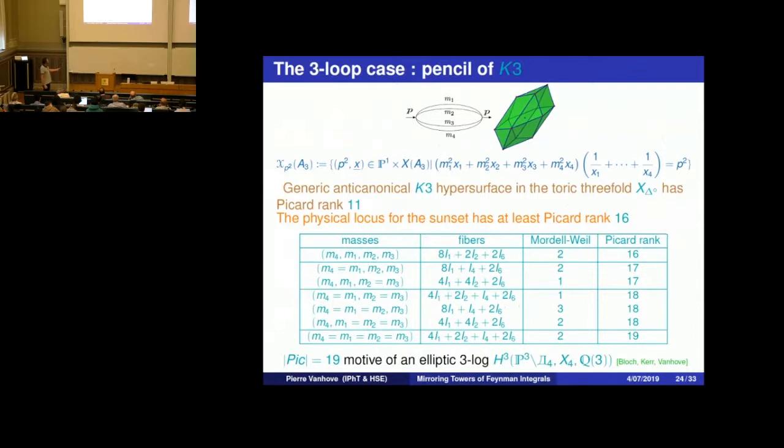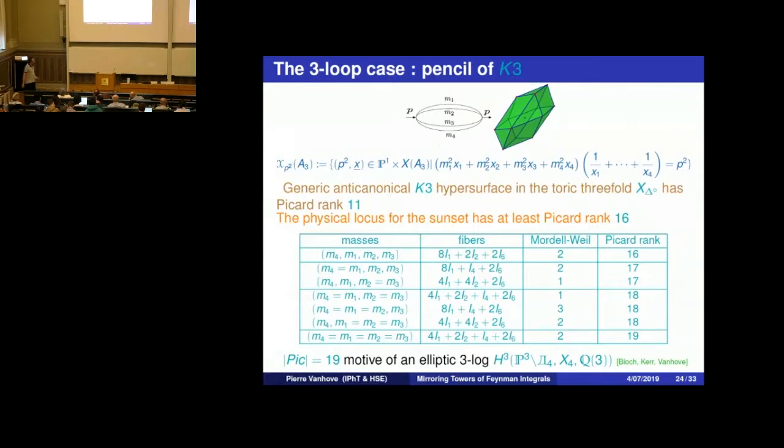And so the case with Picard rank 19 was already considered in a previous work with Spencer and Matt, where we showed that this is a motive of an elliptic trilogarithm, which is given by this. So this is the complete normal crossing divisor. And so we are happy. And it turned out that we could express the Feynman integral completely using the elliptic trilogarithm. But clearly in these cases, this is no longer true.